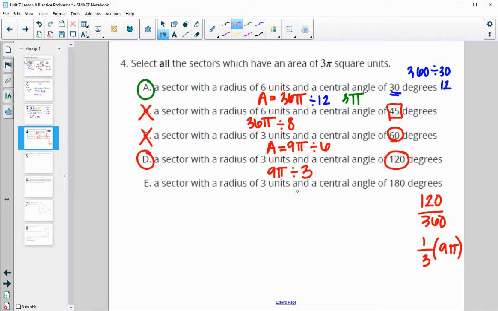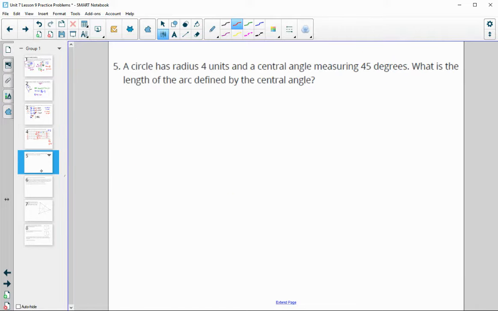A sector with a radius of 3 units and a central angle of 180. So again, this is a radius of 3 units, and now they changed the central angle, so we know this one won't work because it worked in D. D was 3 pi, so we can't change the central angle and keep the radius the same to get that same area. All right, number 5, a circle has a radius of 4 units and a central angle measuring 45.